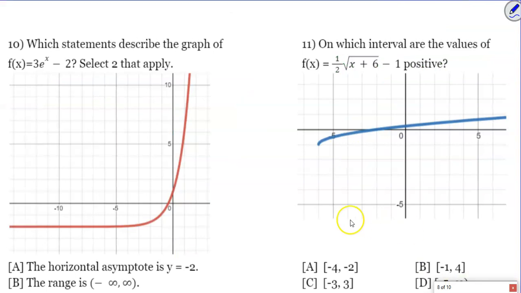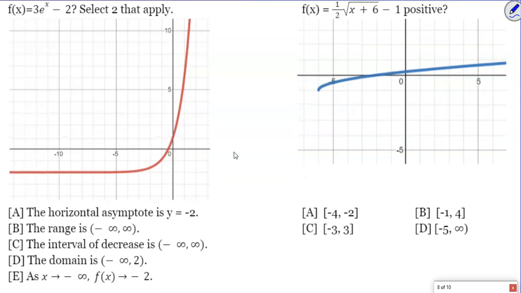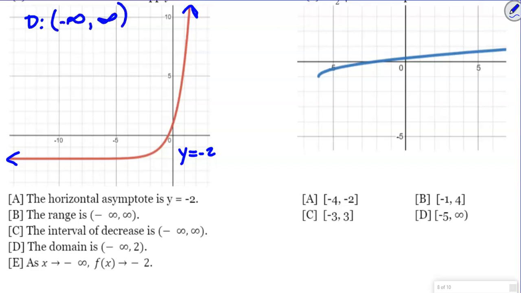Which statements describe the graph of f of x equal to e to the x minus 2? So this is going to be an exponential, right, guys? So let's walk through these statements. So the horizontal asymptote, y does equal negative 2, right? What's our domain here? The graph's going left and the graph's still going right, right? So this is going to be negative infinity to infinity, right? And the graph is increasing, isn't it?